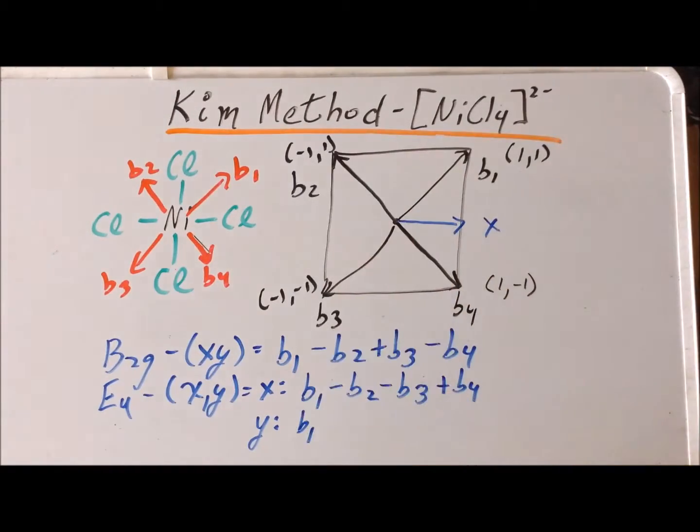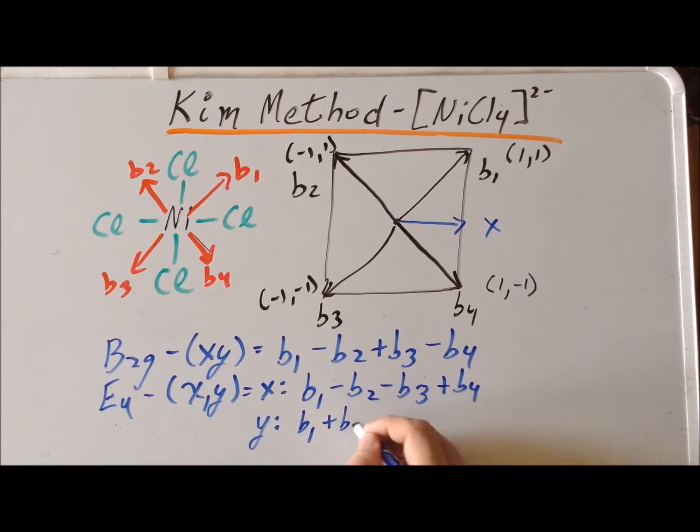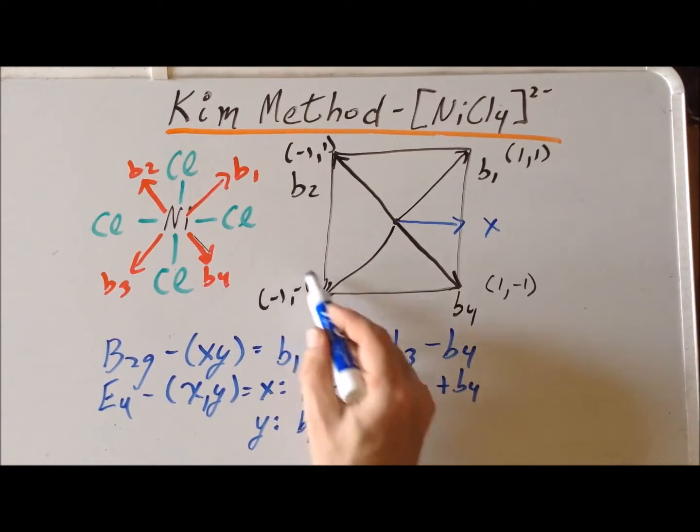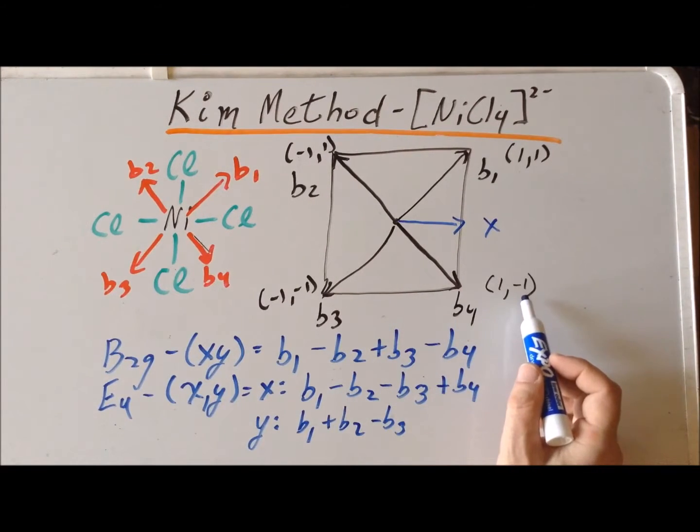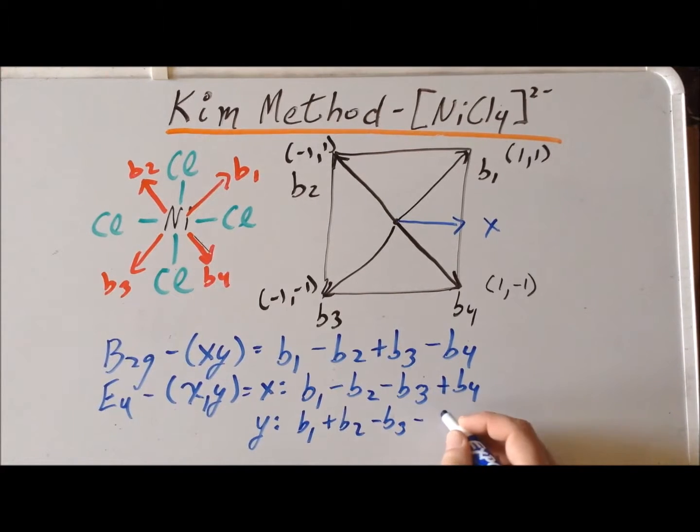For B2, the coefficient is going to be plus 1. Here the value of y is minus 1, so we have minus B3. And then for B4, again, y is equal to minus 1, so the coefficient is minus B4. So again, we have both members of the doubly degenerate EU pair that we were able to determine independently of each other.